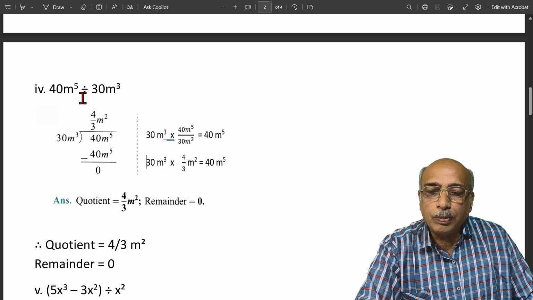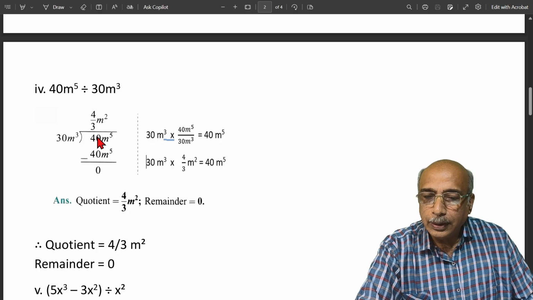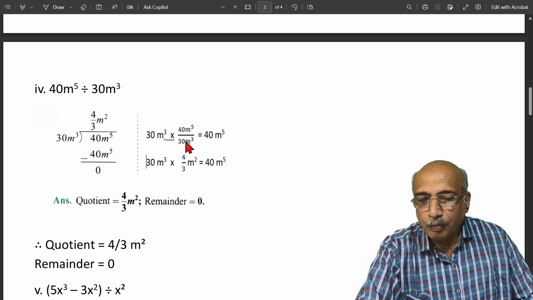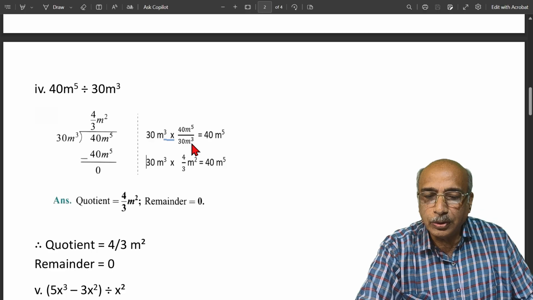40 m raised to power 5 divided by 30 m raised to power 3. Same method, for 30 m raised to power 3 multiply by 40 m raised to 5 upon 30m raised to 3. Here 30m raised to power 3, 30m raised to power 3 will get cancelled. What is left is 40m raised to power 5. So 40m raised to 5. Simplify this ratio. 40m raised to power 5 divided by 30m raised to 3. You will get 0, 0 cut, 4 by 3.